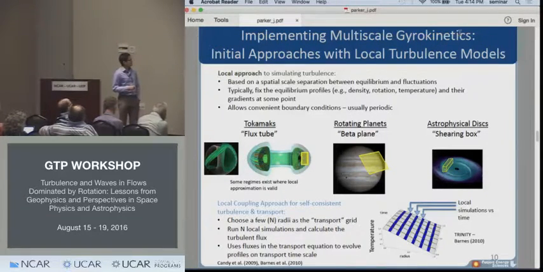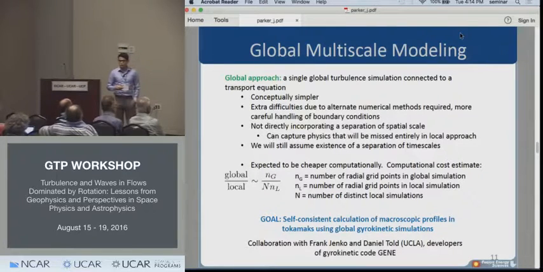They suggested informally that this maybe wasn't very promising for various reasons. So we are going to try a global approach, which is conceptually simpler since you only have one simulation. But it's more difficult in practice due to different numerical methods required, and you need more careful handling of boundary conditions.